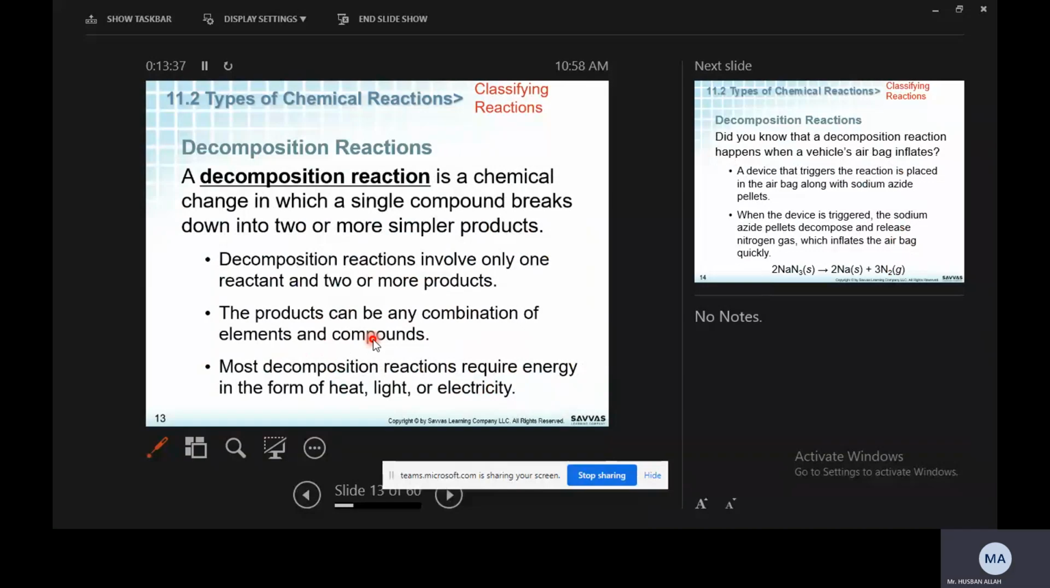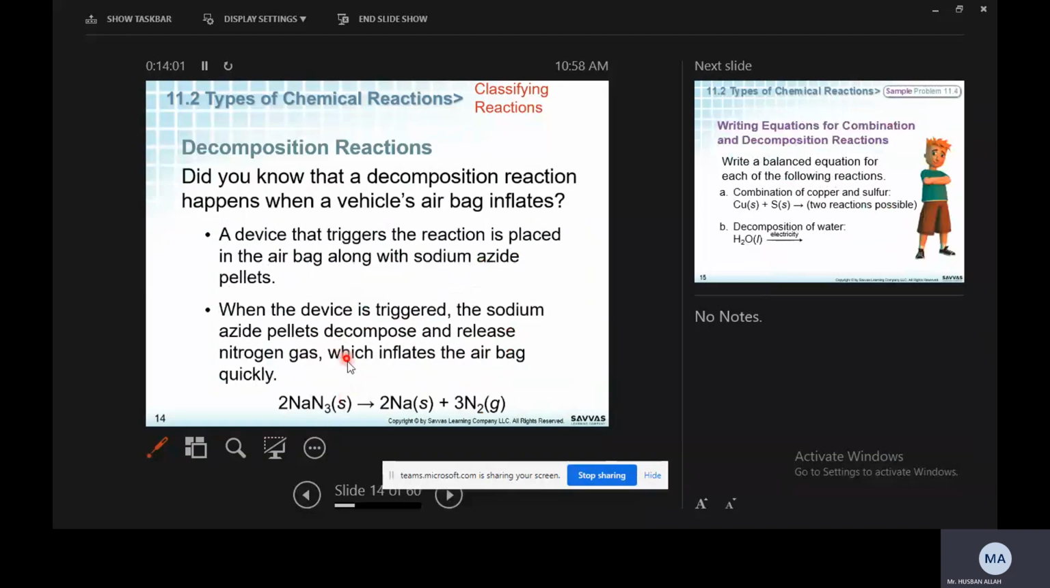Most decomposition reactions require energy in the form of heat, light or electricity. Most of the decomposition reactions need energy, right? You have to give energy from outside. So energy can be given in the form of heat, light or electric current. Clear? Okay.